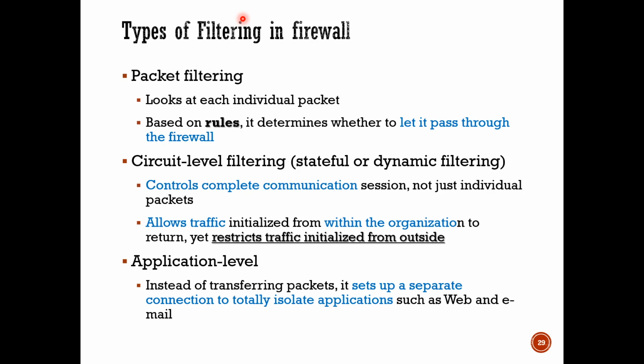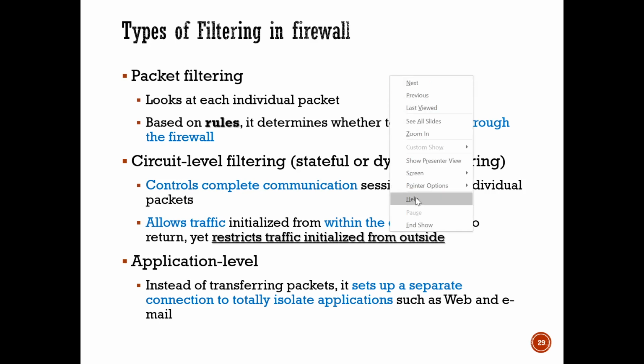Okay, so the filtering types there. Packet filtering, as we said just now, looks into the packet of each user. Based on the rules, it determines whether to let the packet pass through the firewall or not. Most likely the firewall is implemented before the user accesses the data, the internet, or the sensitive server. So let me just give you a little drawing of this.